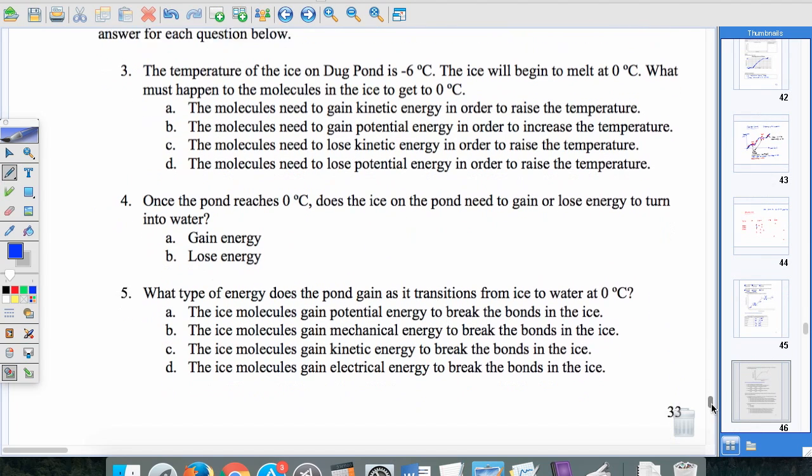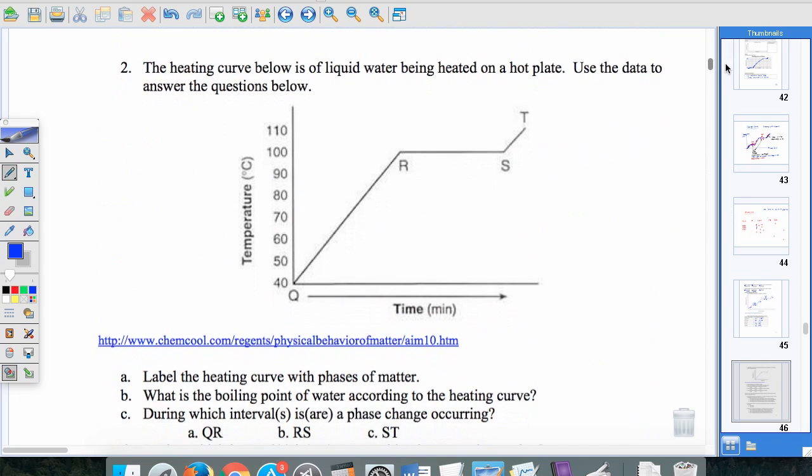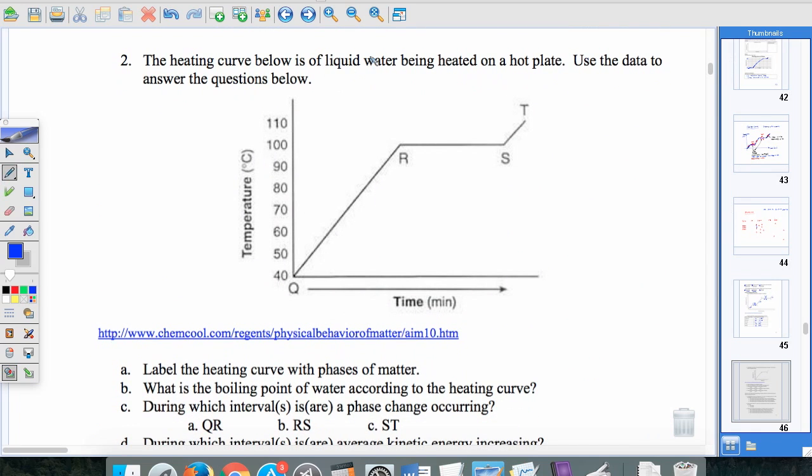Then let's turn to the next page. I think this was also homework, page 33. So we've got a heating curve below of liquid water being heated on a hot plate. That means we already know it's beginning as a liquid. And you could figure out already, if this is liquid, here where it flatlines, that's where it's vaporizing, it's boiling.